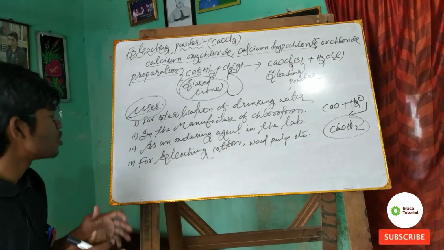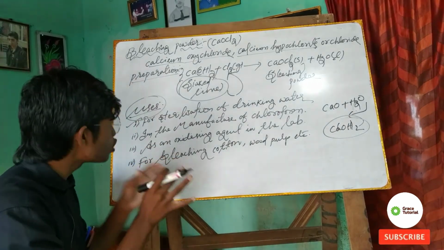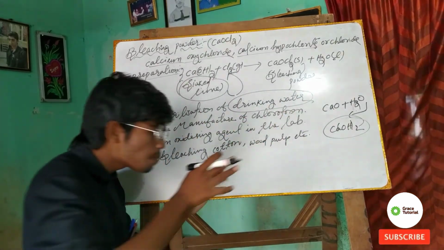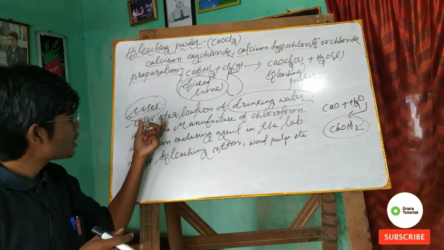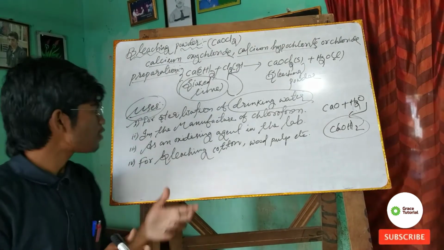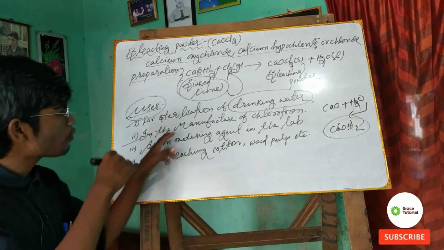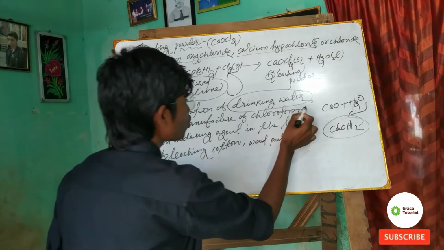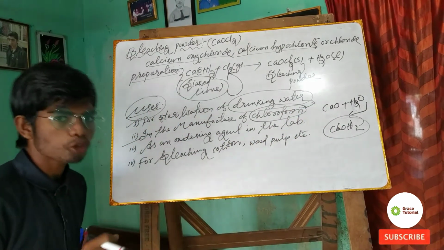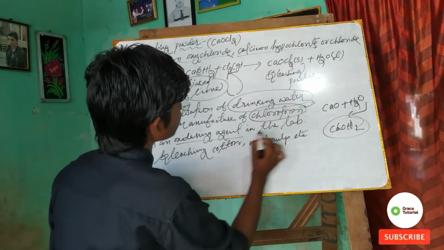Now let's look at some uses. Bleaching powder can be used for the sterilization of drinking water, in order to make it pure. Number 2, it is used in the manufacture of chloroform. If you would like to manufacture chloroform, bleaching powder plays a very important role here. And number 3, it is used as an oxidizing agent in the lab.